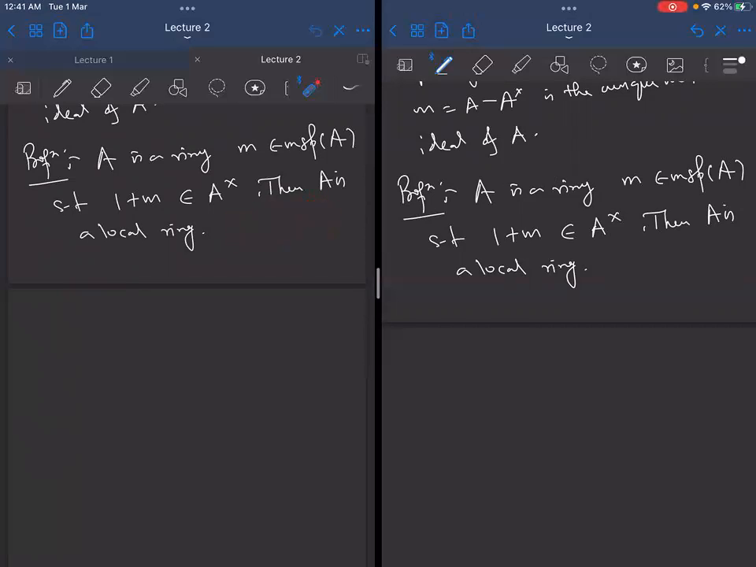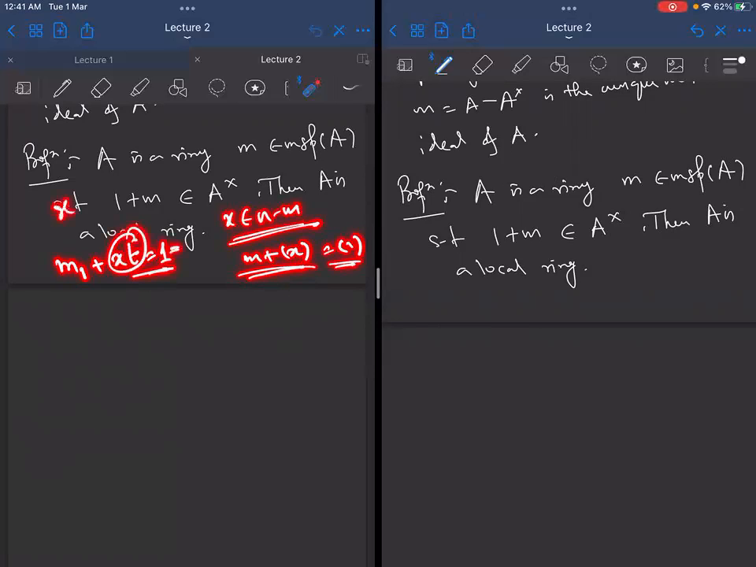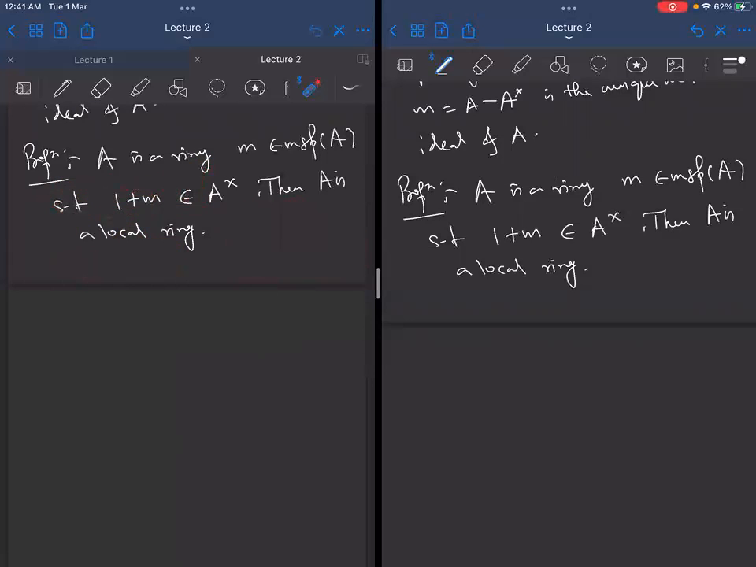Otherwise, if N minus M is empty, then N will be contained inside M, and by maximality both will be the same. So you will get some X from N minus M, and you take the ideal generated by M and X. This will be the whole ring because M is a maximal ideal, and thus you are getting some element of the form m1 plus xt equals 1, and then this xt, which turns out to be 1 minus m1, is a unit, but that will imply X is a unit. So X cannot be in the maximal ideal N. So it cannot have any other maximal ideal, and therefore A is a local ring.